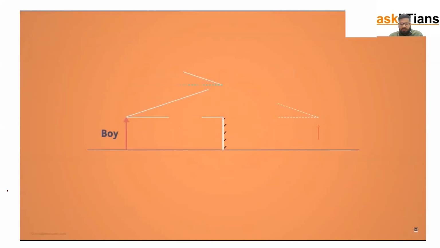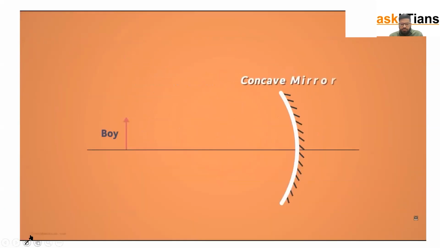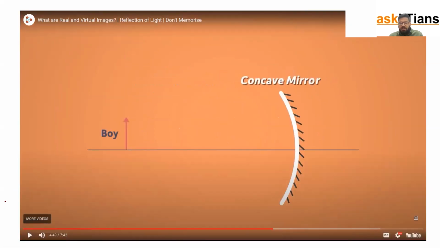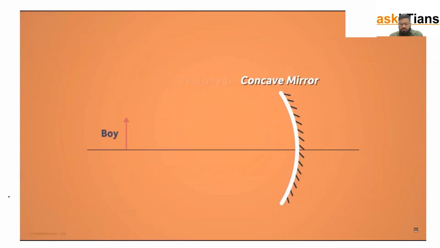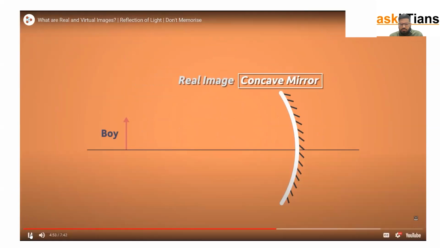Let's replace this plane mirror with a spherical concave mirror. Now we are replacing the plane mirror with a concave mirror. Why? It's because real images can be formed by concave mirrors. Concave mirrors form real images, that we'll see later. So we'll see how images are actually formed.